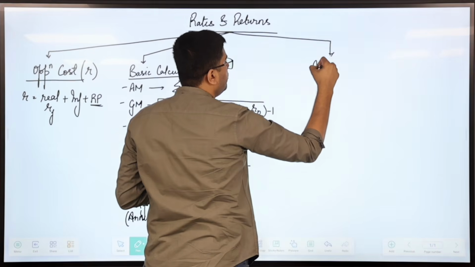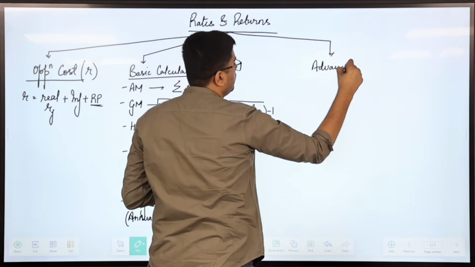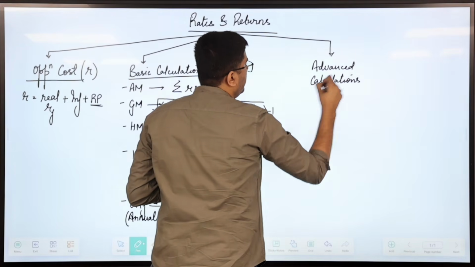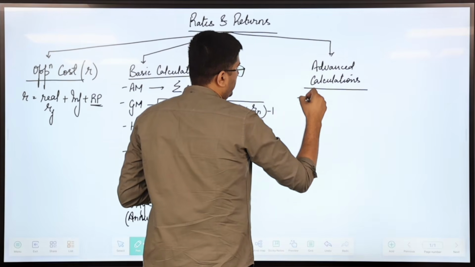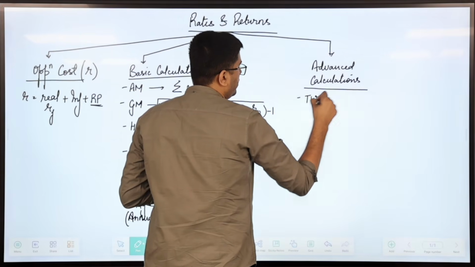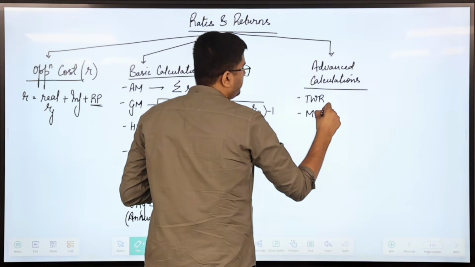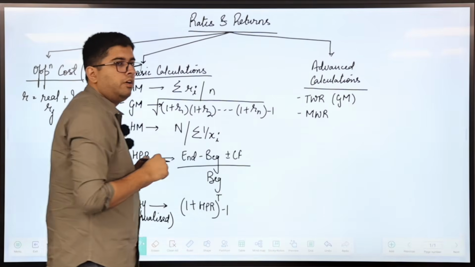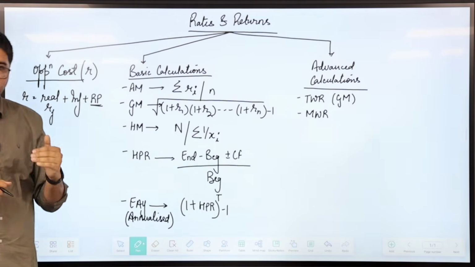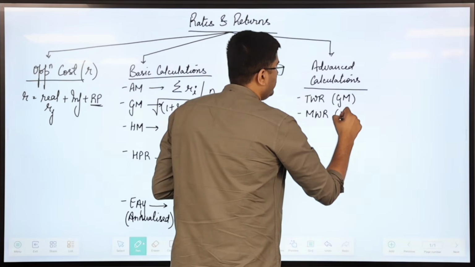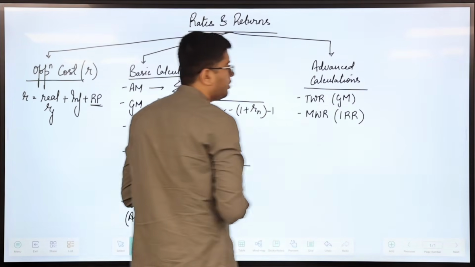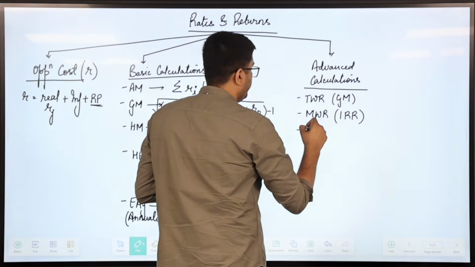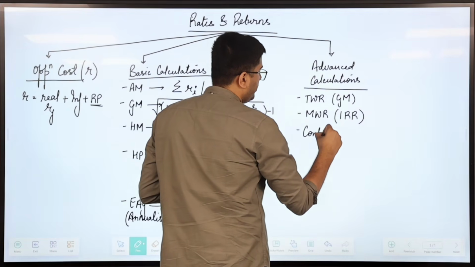Then second half was a few advanced calculations. This is where we cover time weighted return, money weighted return. Time weighted return is simply geometric mean of individual rate of returns for different years. Money weighted return is IRR. You calculate the cash flows, you plug the values in, and this gives you the return. Then this is where you also cover continuous compounding.